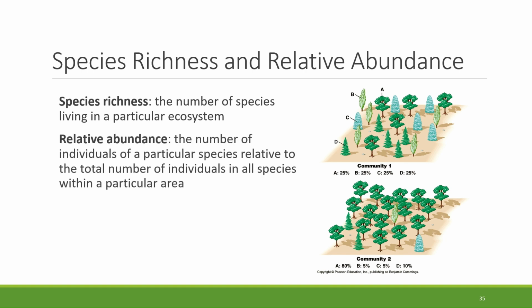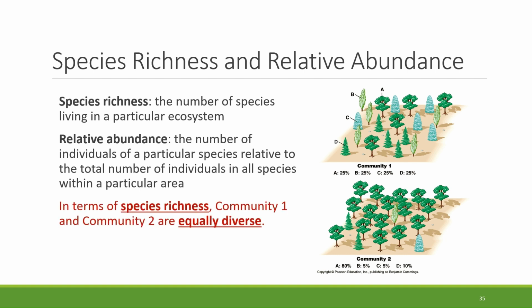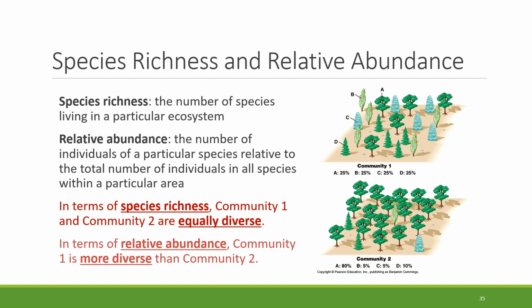Relative abundance is the number of individuals of a particular species relative to the total number of individuals in all species within a particular area. So it refers to not just the number of different species, but their proportion compared to the others. So this means that if we're talking in terms of species richness, community 1 and 2 are equally diverse, but if we're talking in terms of relative abundance, community 1 is more diverse than community 2 because within community 2, the relative abundance of one particular type of tree is so high and the relative abundance of the other trees is very low.